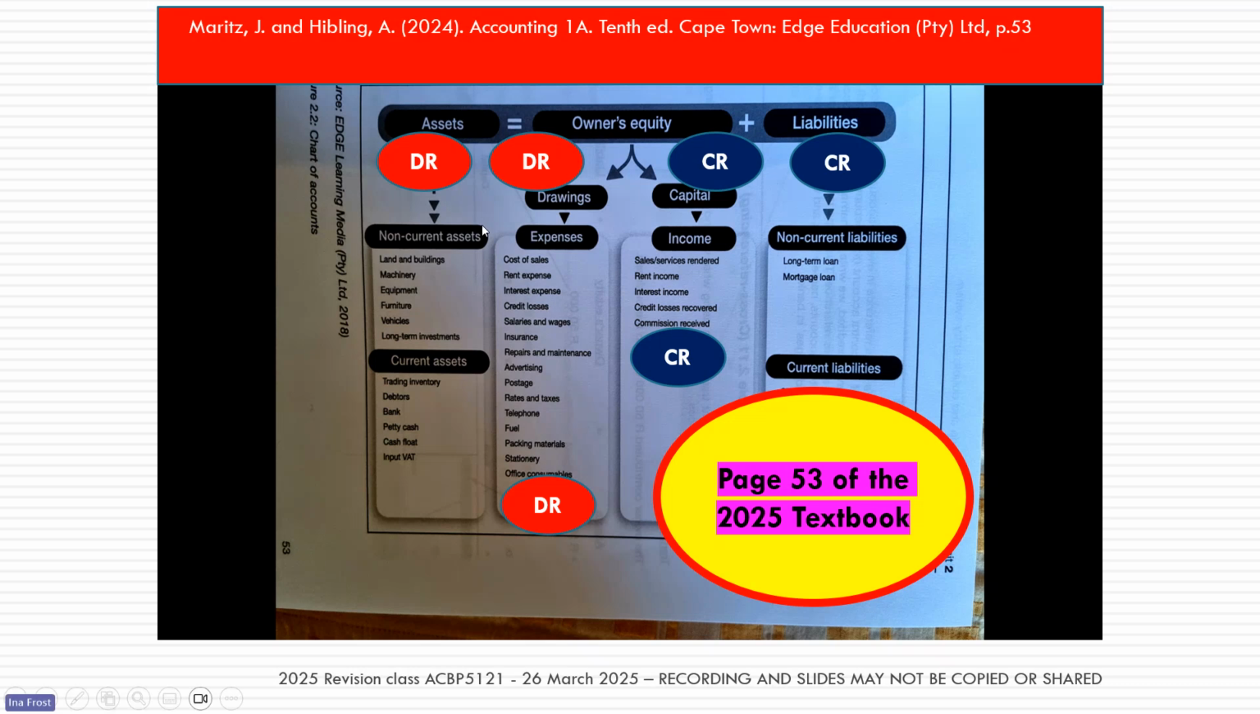Okay, so Luyanda, I'm going to get to your question in a little while. One of the examples I want to show you is one where we have assets both increasing and decreasing. So hopefully that will answer your question.